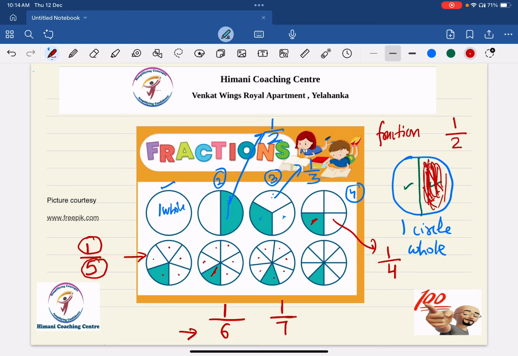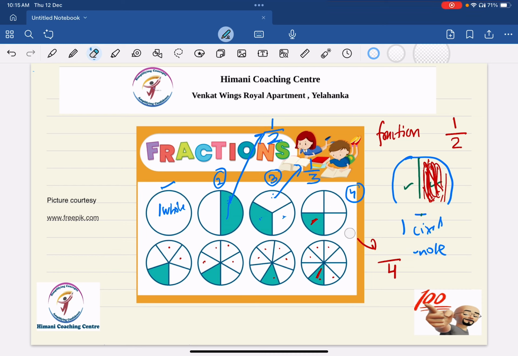Now let us count the numbers here. Total number of equal parts: 1, 2, 3, 4, 5, 6, 7, 8. So 8 comes down. And how many parts are shaded? Just 1. So the answer would be 1 upon 8. Okay, kids, I hope you have understood it. If you did it correctly, very good. If you did not get it, watch the video, understand the process. You will get it with practice.